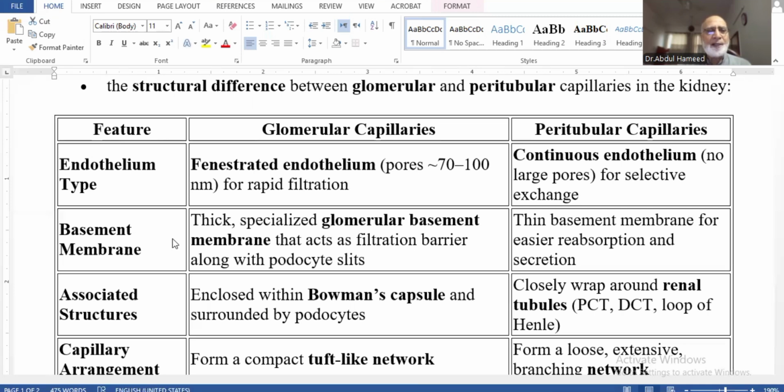So basement membrane, in the case of glomerular capillaries, is thick, with a specialized glomerular basement membrane that acts as a filtration barrier along with the podocyte cells. The podocyte cells are part of the Bowman's capsule. So this glomerular basement membrane is quite thick and won't allow the movement of larger molecules like proteins and blood cells. But in the case of peritubular capillaries, because their function is reabsorption and secretion, the basement membrane is quite thin.